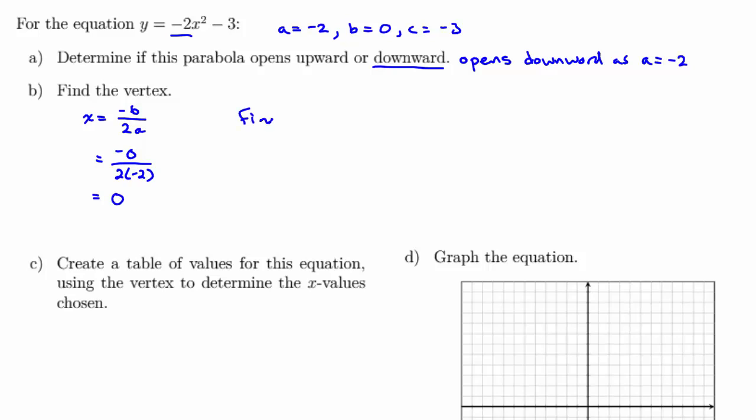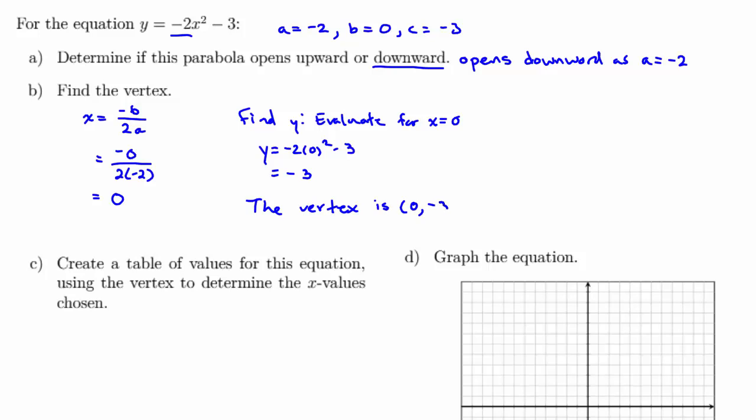So now when we find y, we'll evaluate that right-hand side of the equation for x equals 0. So y will equal negative 2 times 0 squared minus 3, which is negative 2 times 0, or just 0, minus 3, giving us negative 3. So the vertex is the point (0, -3).